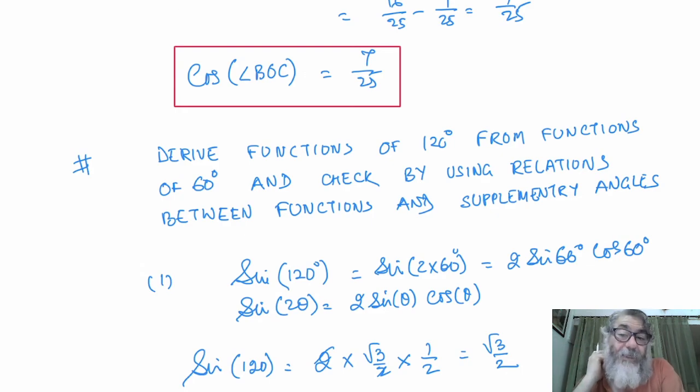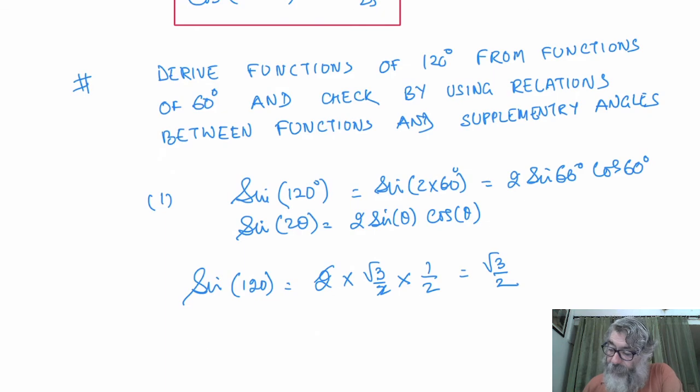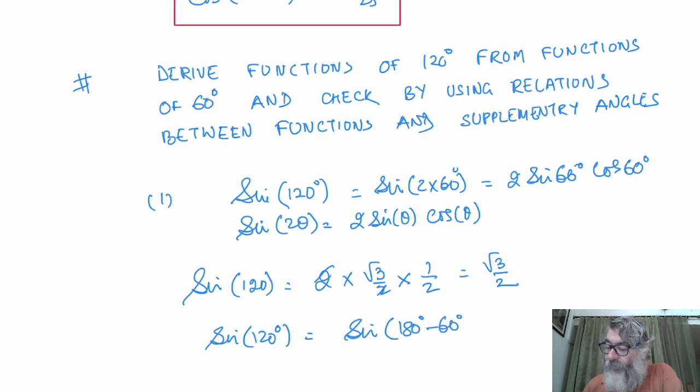Now he's saying check by using relations between functions and supplementary angles. Functions and supplementary angles. Okay. Sine 120 can be written as sine 180 minus 60 degree. 180 minus 60 is what? 120. 180 minus 60 will give me 120, supplementary angle. So 120's supplementary will be 60. So it will become what?